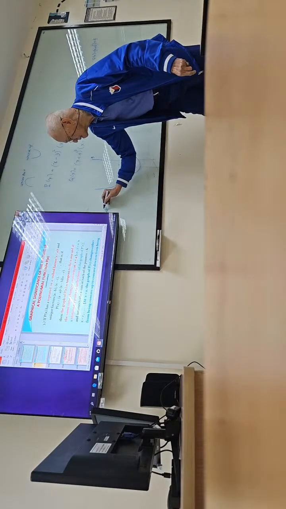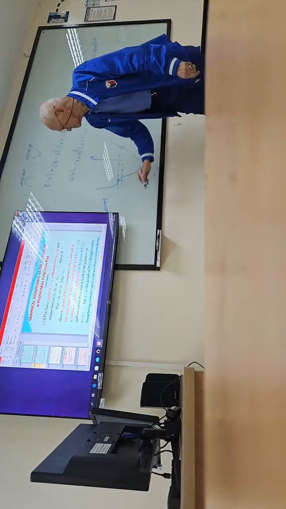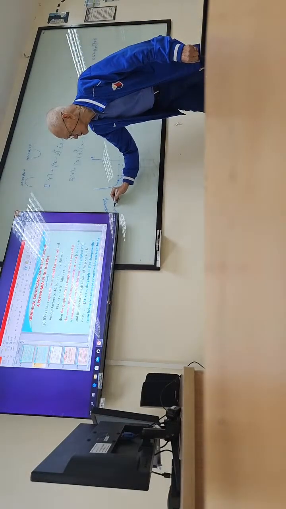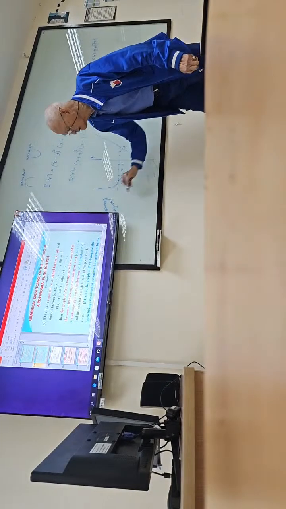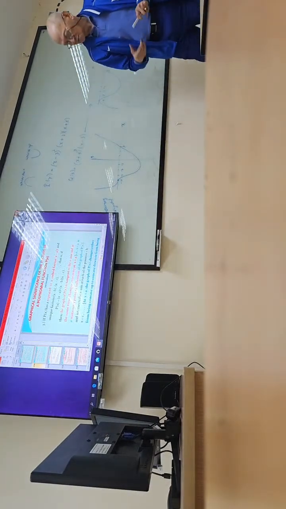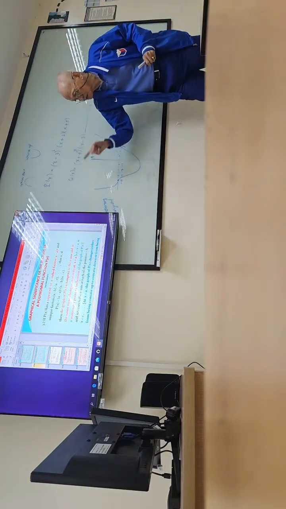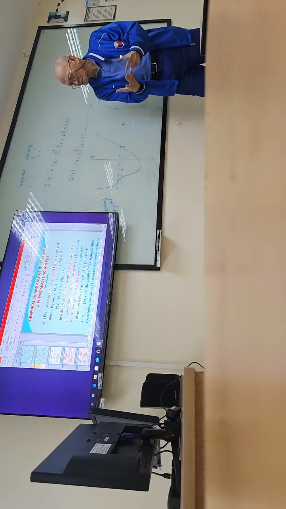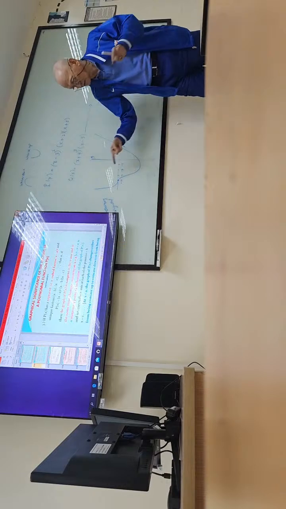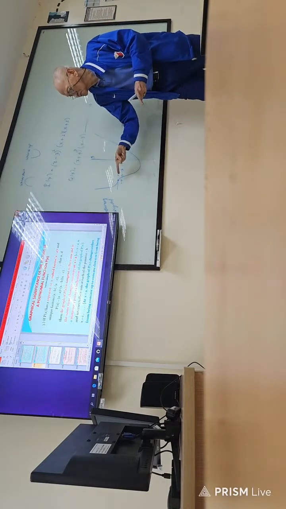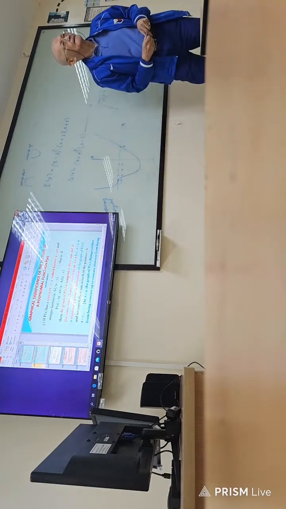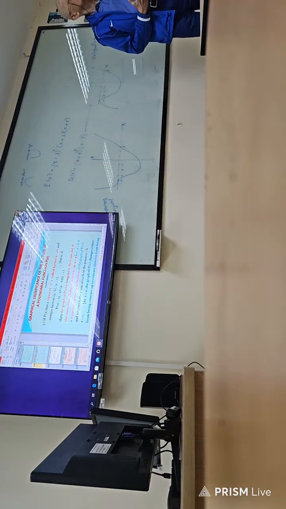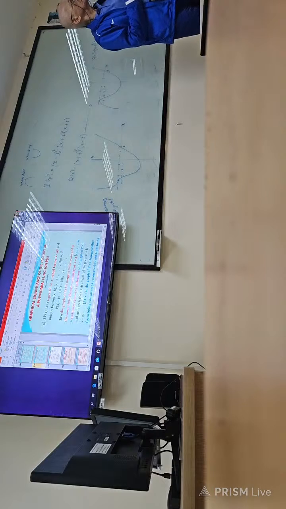Stationary point of inflection or horizontal point of inflection. My voice is getting terrible. Okay? So, x equals minus 4 is a stationary or horizontal point of inflection. Why do we call it horizontal point of inflection? Because at that same point, the tangent to the graph is horizontal. Clear? Yes, sir. Questions?